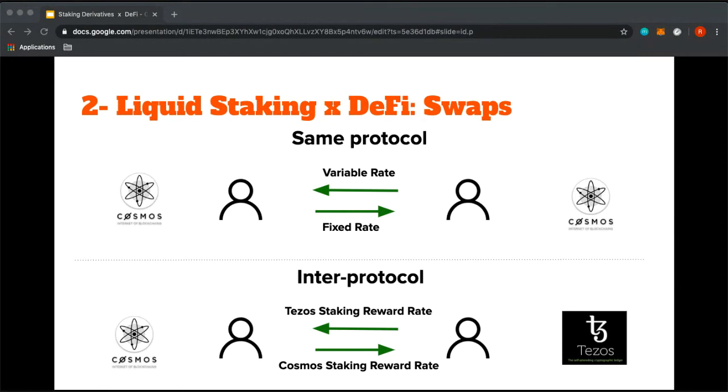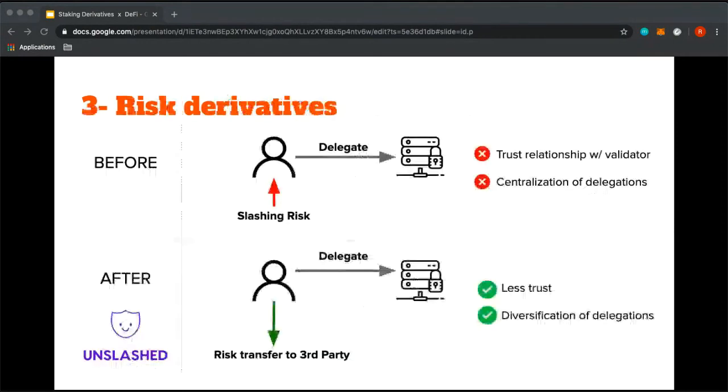So the third type of product is what we are building at Unslashed. Basically, we are working on risk derivatives, which is a broad category. We are focusing on slashing risk. So the idea is to say that we have a delegator. He's going to delegate to a validator. And as a delegator, and depending on the network, it's not the case on all the networks, there's going to be a slashing risk. The delegator continues to bear the slashing risk, whereas he's not really responsible for slashing events.